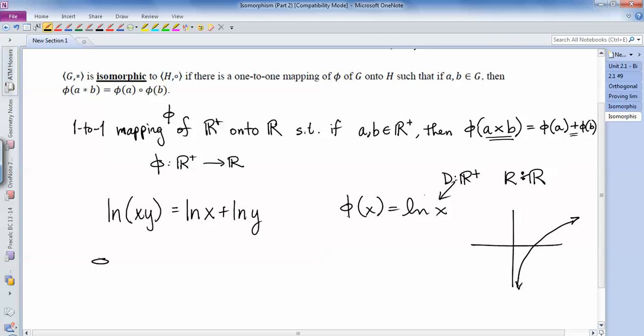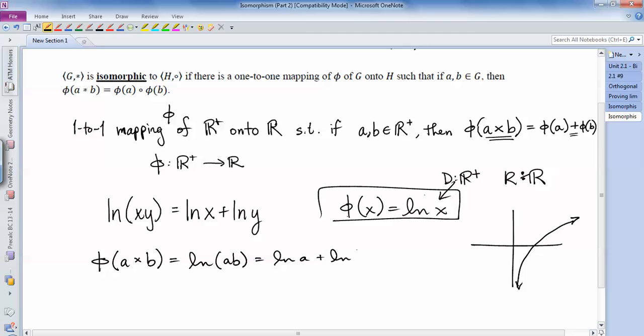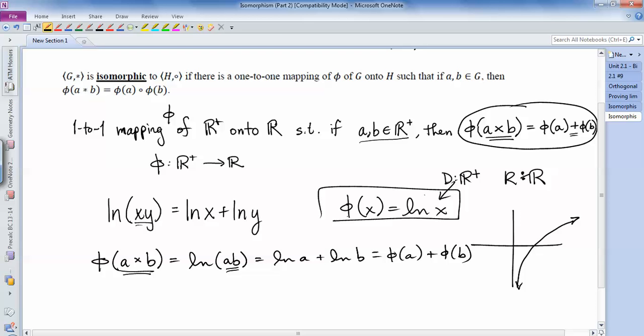If you think about it, remember, phi we're defining as ln of x, then I have phi of a times b equals ln of ab, which is the same thing as ln of a plus ln of b, which equals phi of a plus phi of b. So what I have now is this, right? I've proven that I can find a function, phi, that maps R plus onto R, where if I pick a couple of elements from R plus and plug them in, these two elements, then I get this fact, that this right here turns into this over here.